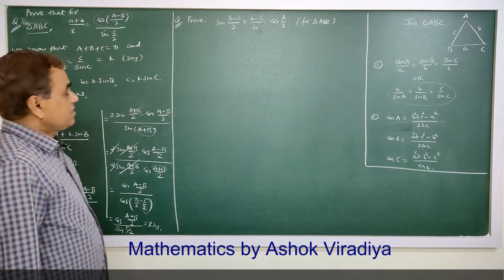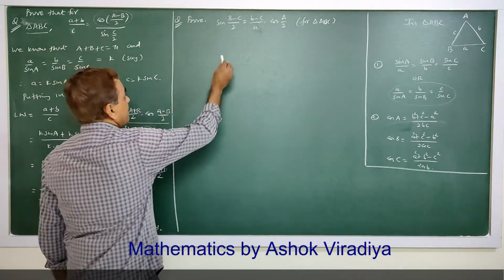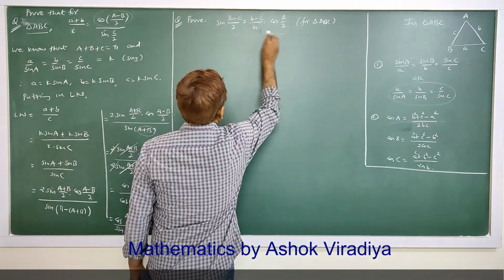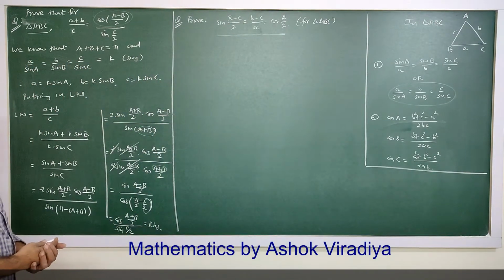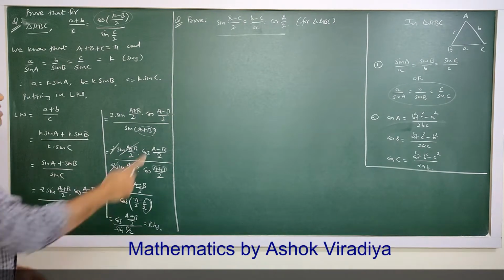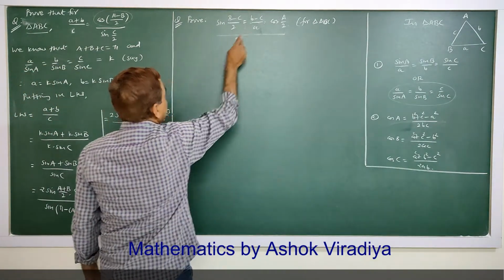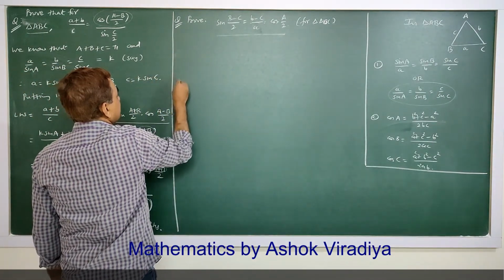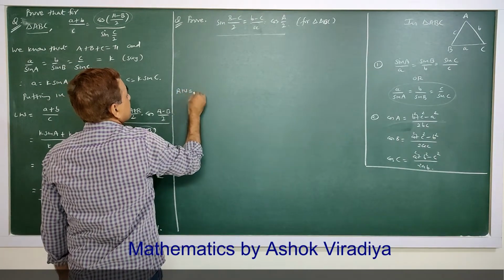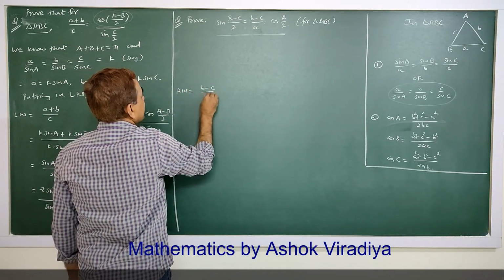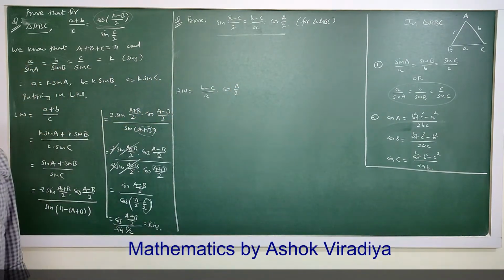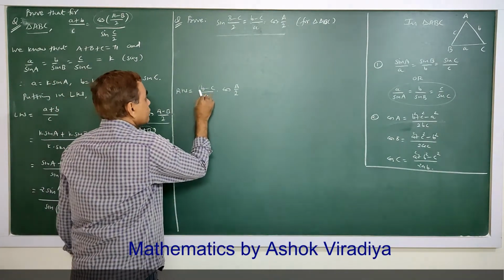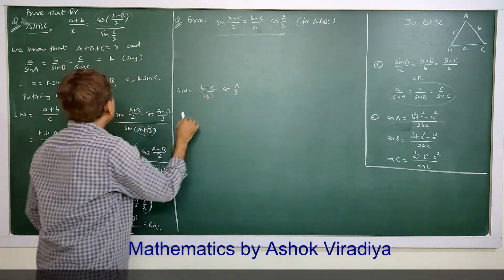Now in this question, we want to prove sine of (B minus C) by 2 is equal to (b minus c) upon a into cos of A by 2. Here I am beginning from the RHS. RHS is (b minus c) by a into cos of A by 2. Here we will use the sine rule by this method.